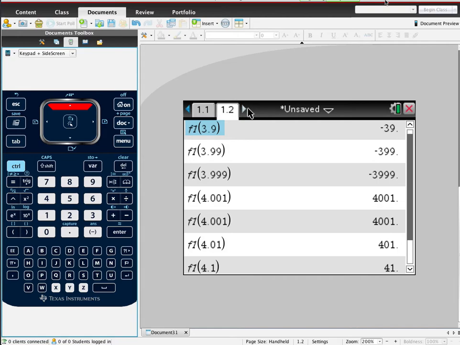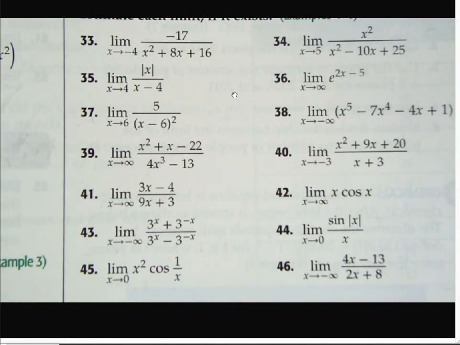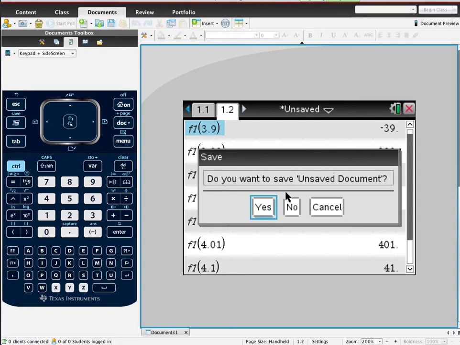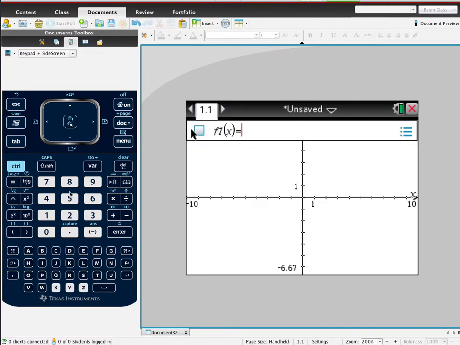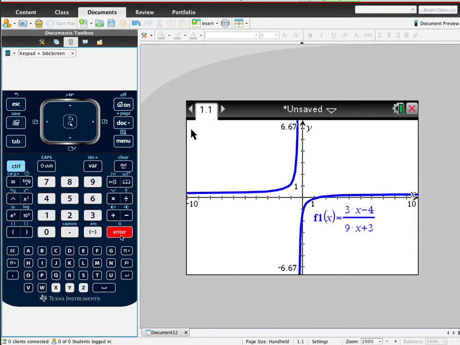All right, 41. 2 more. 41 and 43, we're done. 41, 3x minus 4 over 9x plus 3. So home, new document, no, calculator, control divide. What was on the top? 3x minus 4. Bottom was 9x plus 3. Enter.